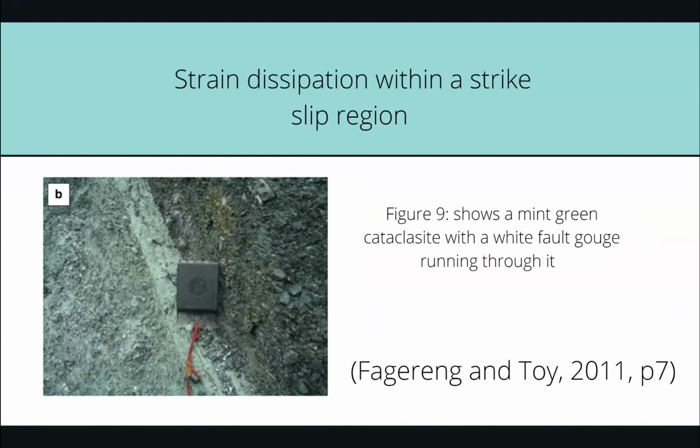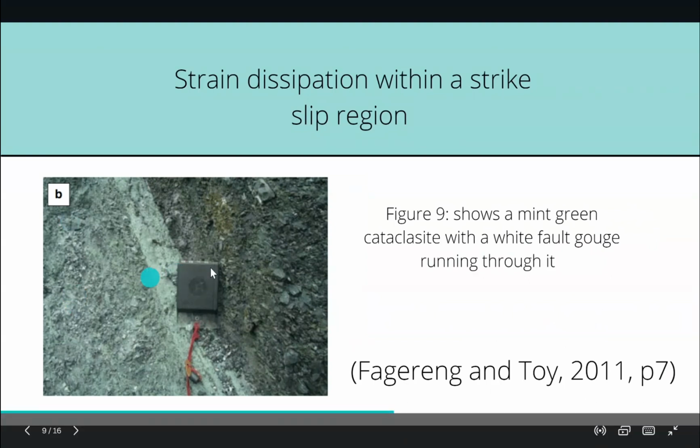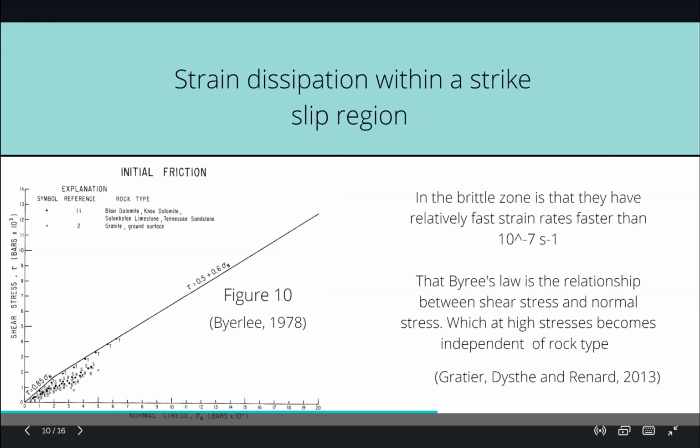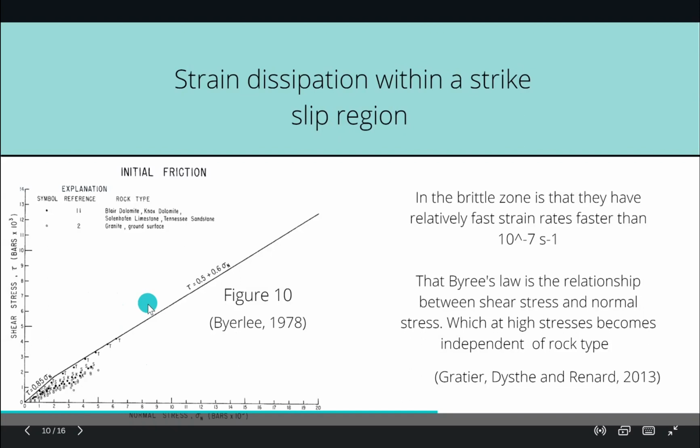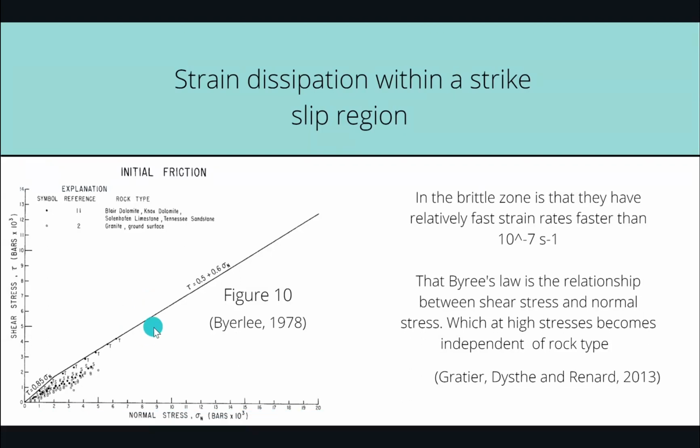This is just an example here of some cataclasites, and then the fault gouge running along the middle here. And what we find from this brittle zone is that it can be depicted by Byerlee's law, which relates shear stress and normal stresses. And it says that when the normal stress gets really high, the shear stress becomes independent of the rock type. And the brittle zone usually shows relatively fast strain rates of around 10 to the power minus 7 per second.